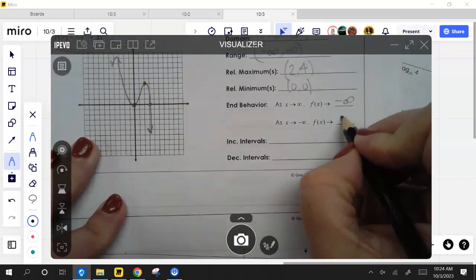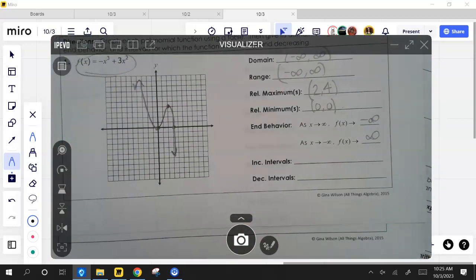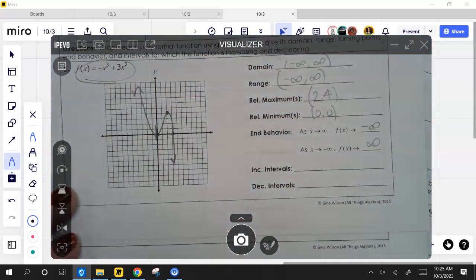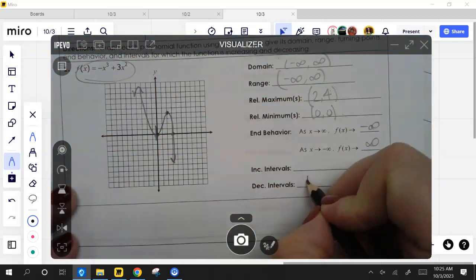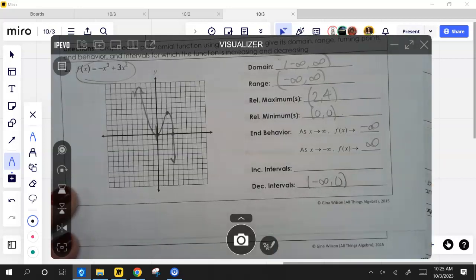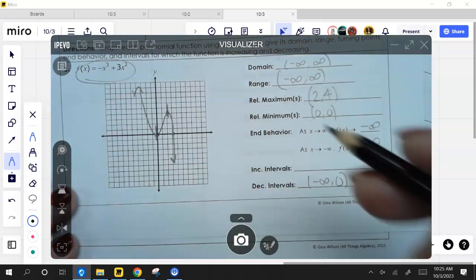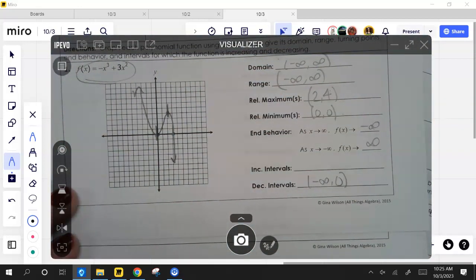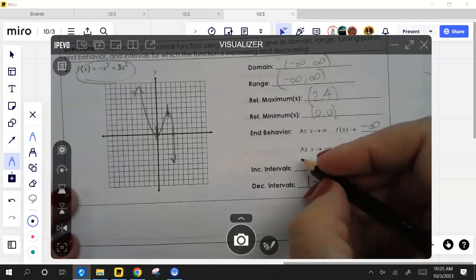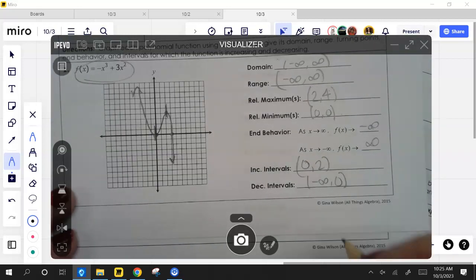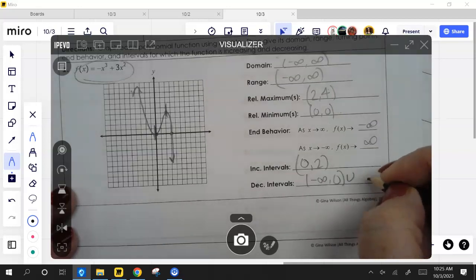That's exactly right. And then the other new part, my increasing and decreasing intervals. So from negative infinity until 0, is that increasing or decreasing? So negative infinity to 0. Then what happens? From 0 to what? 2, right? Because I'm using those x values only. So from 0 to 2, is that increasing or decreasing? Increasing. And then 2 to infinity is doing what? Decreasing.